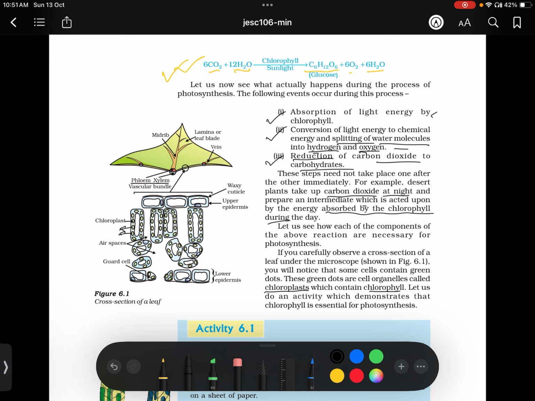But one very, very important statement you have to remember is that these three reactions need not occur simultaneously. It might happen one after another, or after completing the first reaction, the second reaction might take place. The time gap can be there. It is not simultaneous. They have mentioned in this paragraph: in desert plants take up carbon dioxide at night.